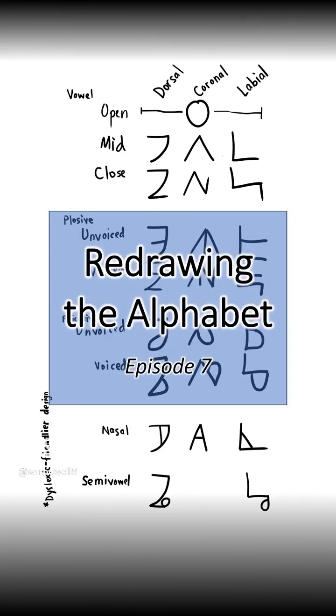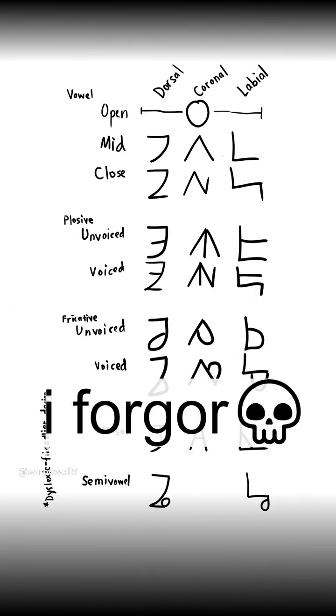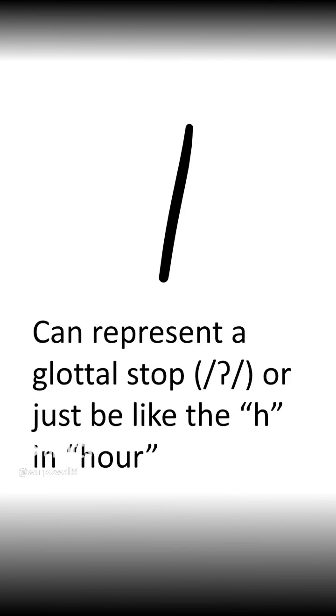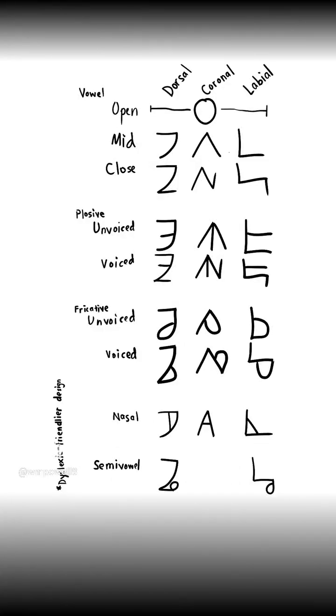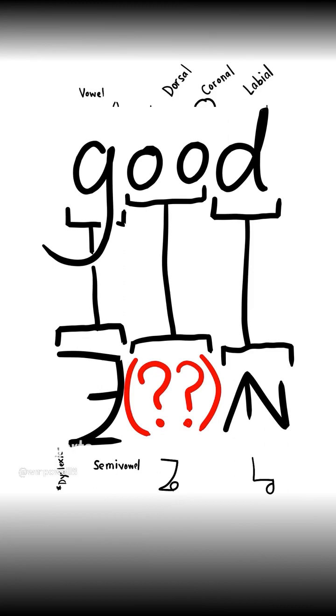Redrawing the Alphabet, Episode 7. There's something I forgot. This. It's just a vertical line, but it resembles this punctuation mark, which is often used to represent the glottal stop. So you can use it to represent a glottal stop, or it can just be like the H in the word hour that exists for reasons. For example, this is one way you could spell the word hour using the Aerobet. Just because you've created a new writing system doesn't mean you actually know how to write in it.